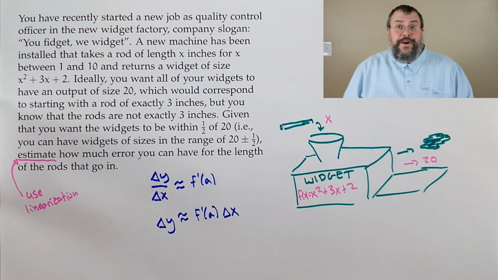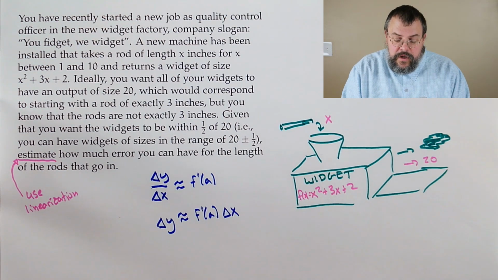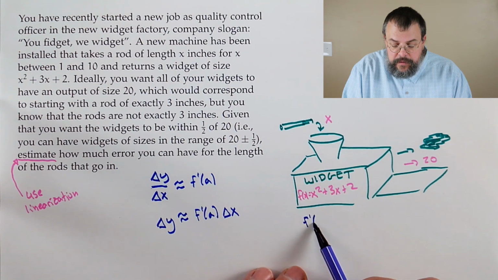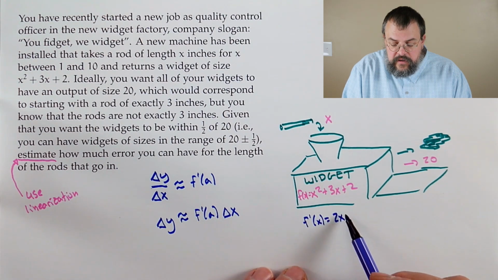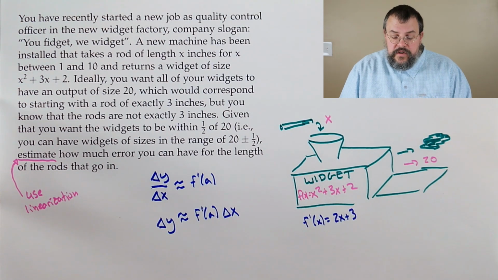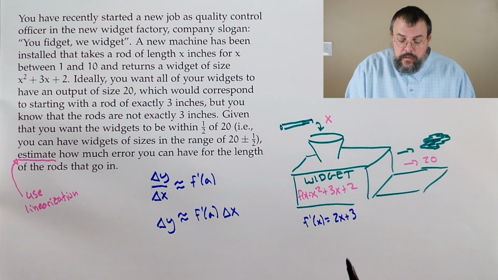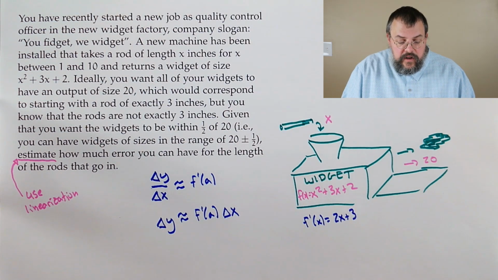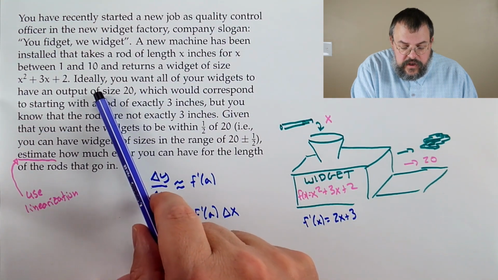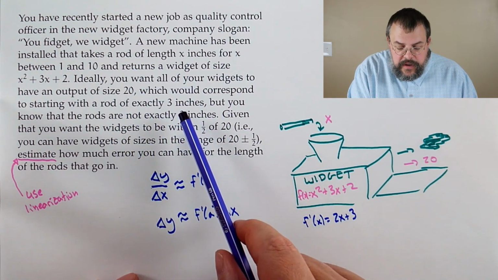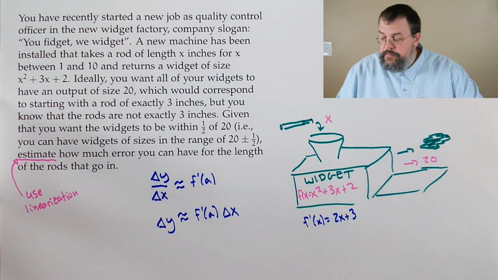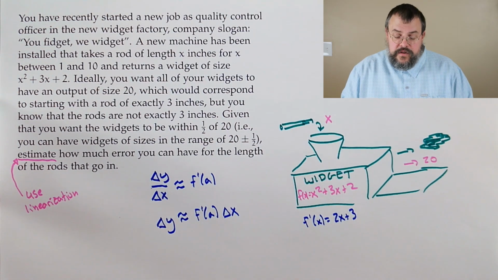So what do we know? Well, we have some pieces. We know what our function f is. We can even write down our derivative. f prime of x would be 2x plus 3. And we can talk about where we are interested. We're interested when our input is 3, right? Because it tells us here. Our ideal situation is an output of 20, which corresponds to an input of 3. So we want to understand what's happening near x equals 3.